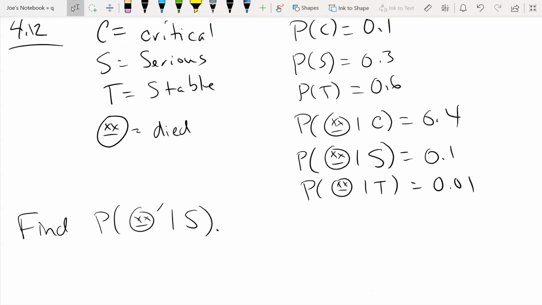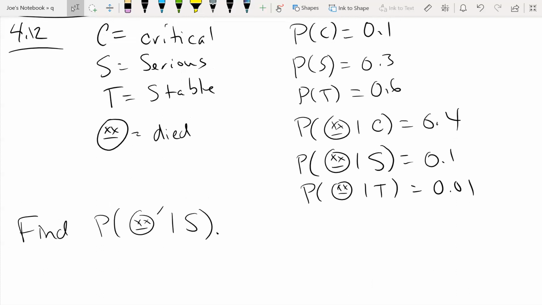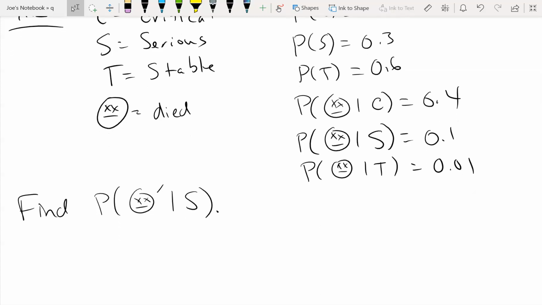Same idea here. We want to try to figure out this conditional probability. It's weird, it's given in this direction. Anyway, if we use the formula, wait a minute. I think we might have these conditionals set up incorrectly over here.